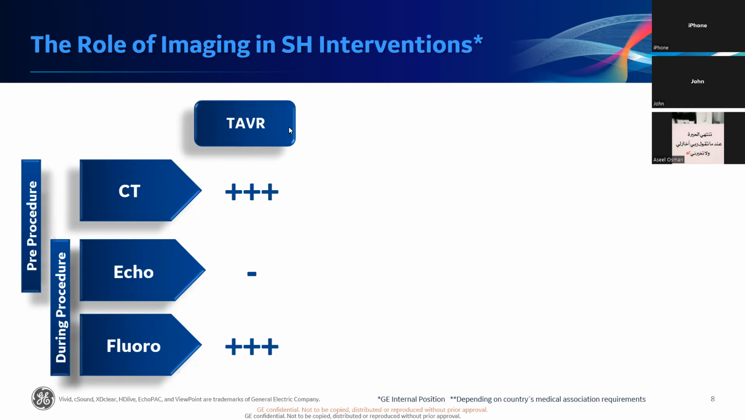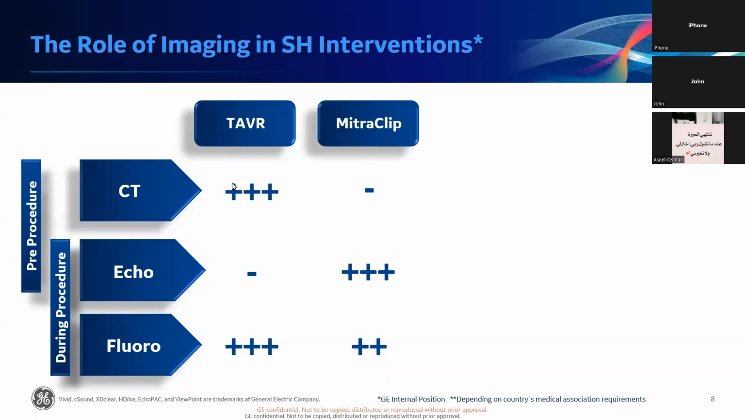So, for example, for TAVI or TAVR, CT is the ideal tool for sizing assessment and planning the implant. Fluoro is the ideal imaging modality for guidance during the procedure. Echo does not play a huge role. But for example, for mitral clip, CT does not help much. As you know, you cannot see the open valves in CT, or the leaflet tips and the motion of the leaflet tips, but echo can be a huge tool pre and of course during assessment.